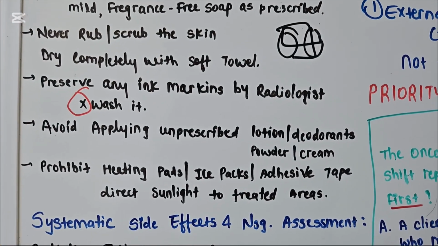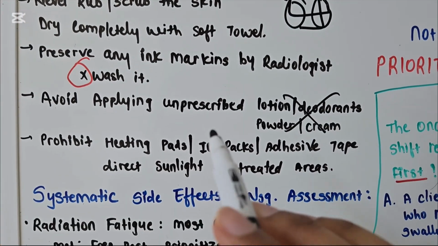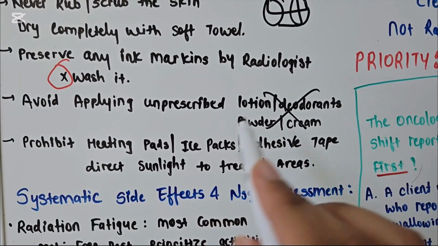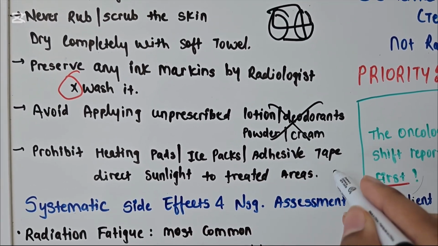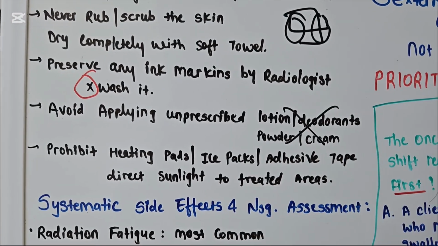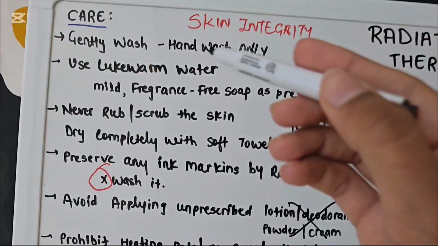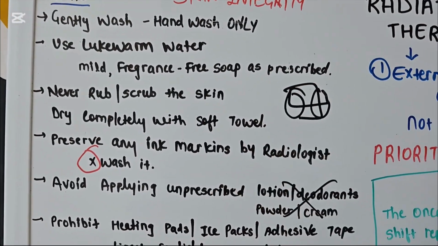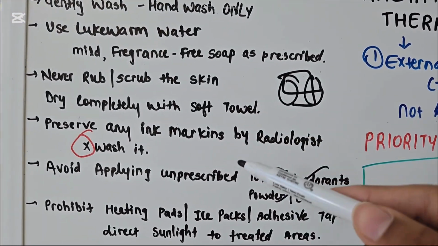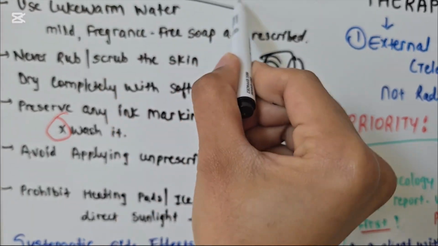Avoid applying unprescribed lotion, deodorant, powder, or cream. Do not use these products. Prohibit heating pads, ice packs, adhesive tape, and direct sunlight to treated areas. Don't apply anything there. Just let it be like that. You don't want to use any heating pads, ice packs, adhesives, nothing. So you gently wash it with lukewarm water. Do not rub, do not scrub. Preserve any markings if present. Avoid applying unprescribed lotion. You don't want to use anything. Just hand wash with lukewarm water.